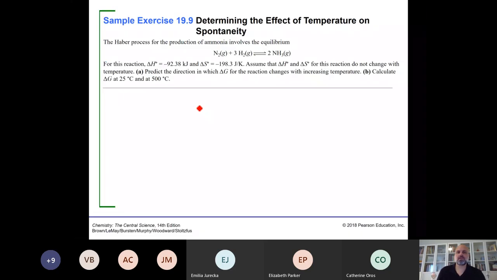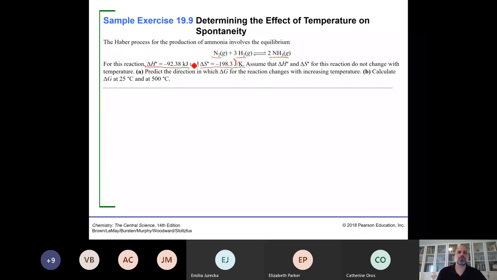So let's take a look at an example of the effect of temperature on spontaneity. The example that's used throughout the textbook is the Haber process, so we'll look at the Haber process one more time. In the Haber process we react nitrogen gas with hydrogen gas to give us ammonia. And for this reaction, the enthalpy of the reaction is minus 92.38 kilojoules, and the entropy is minus 198.3 joules per Kelvin.